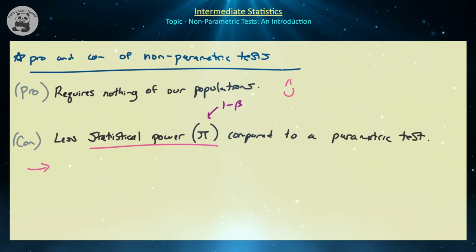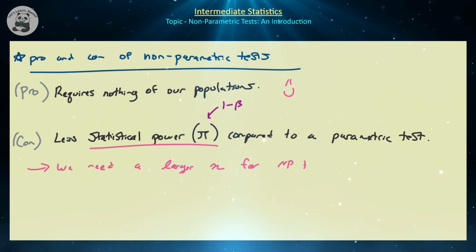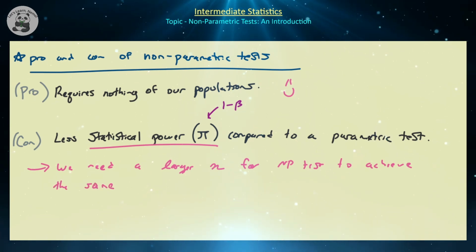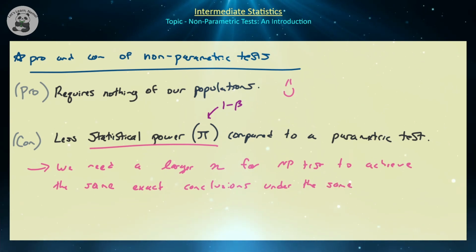So this means that we will need a larger sample size for a non-parametric test to achieve the same exact conclusions in terms of failing to reject or rejecting the null hypothesis, under the same alpha, as a smaller n in a parametric test, right?